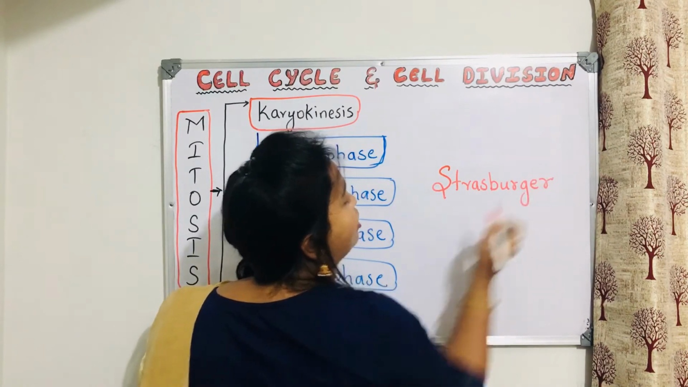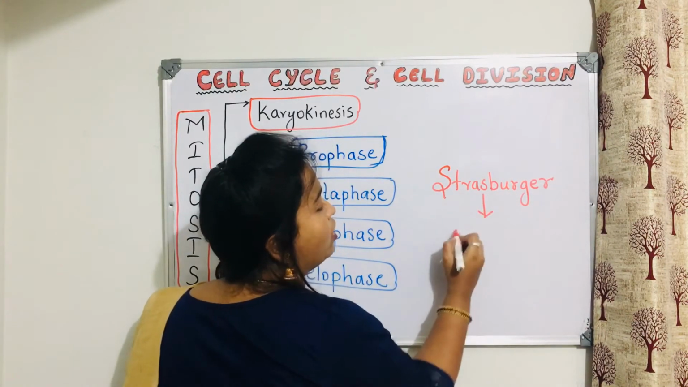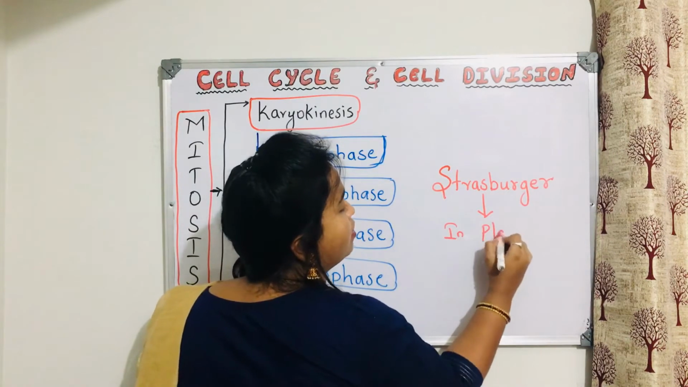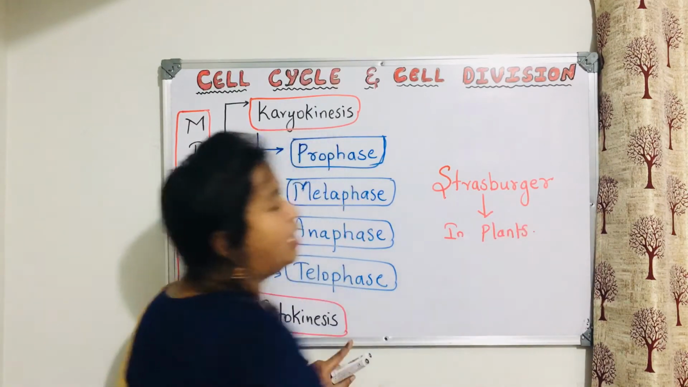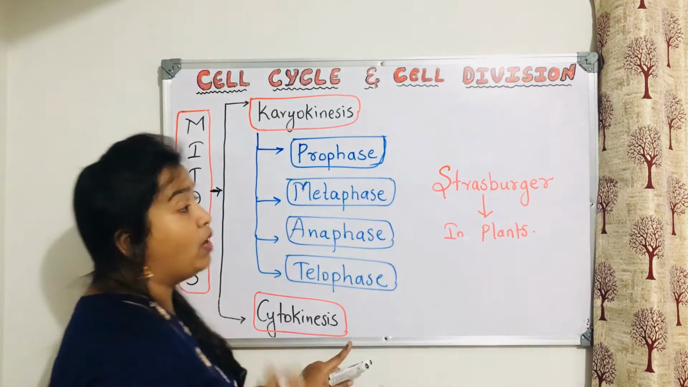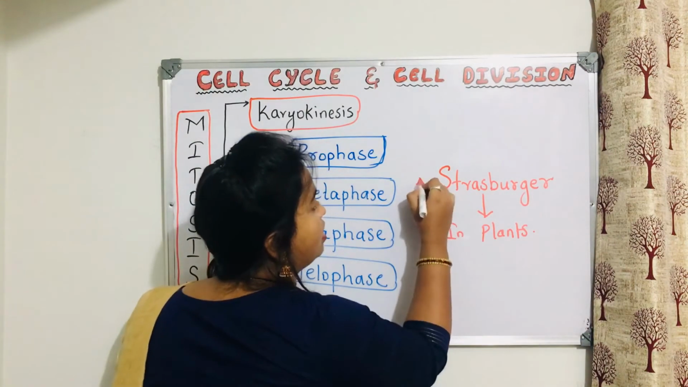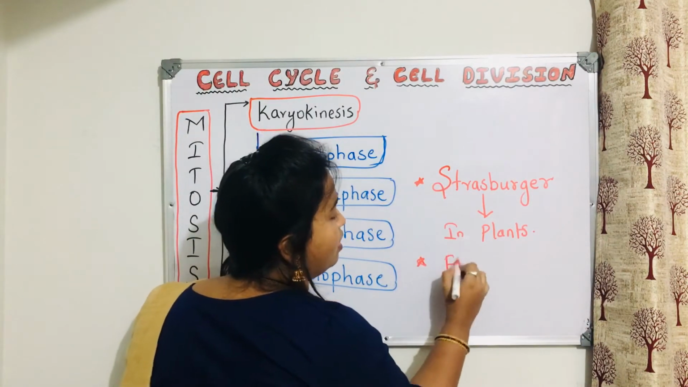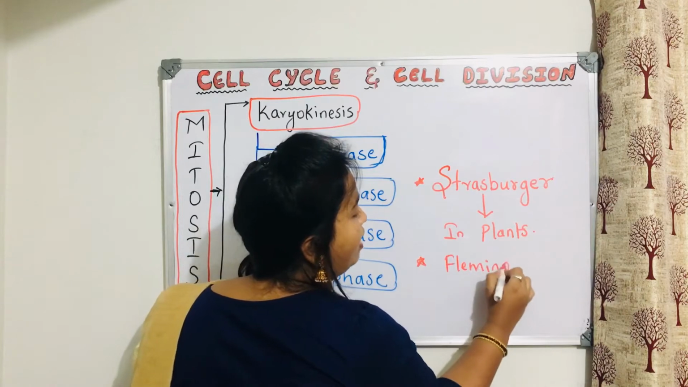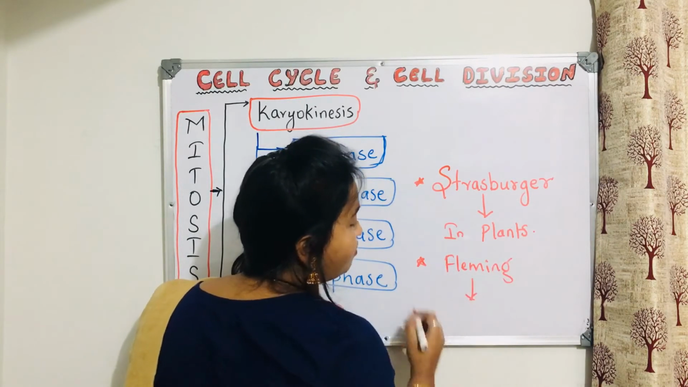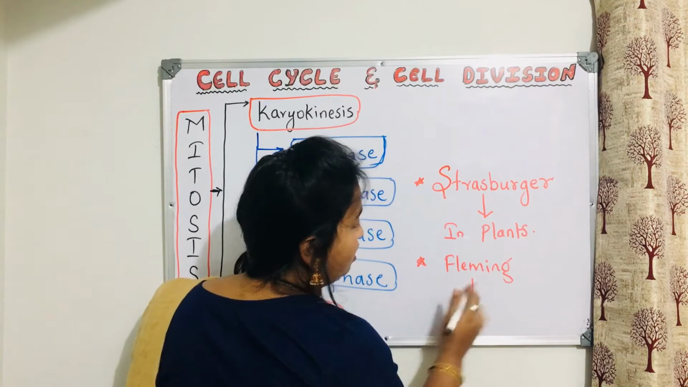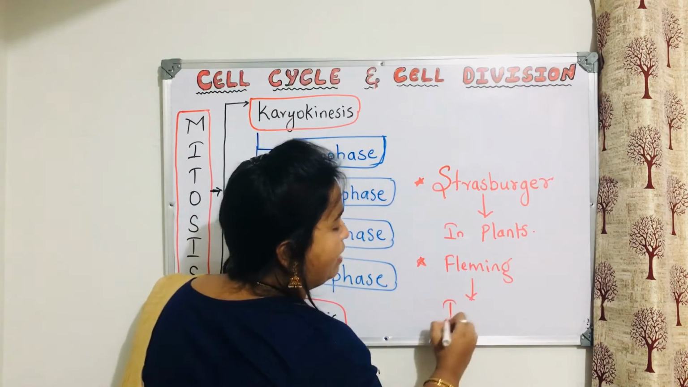Strasburger actually found mitosis in plants. So who found mitosis in plants? It was Strasburger. What about in animals then? It was Fleming. The scientist's name is Fleming, who actually discovered mitosis in animals.